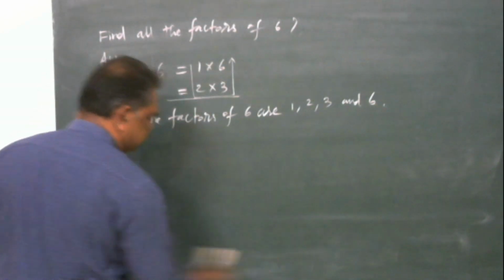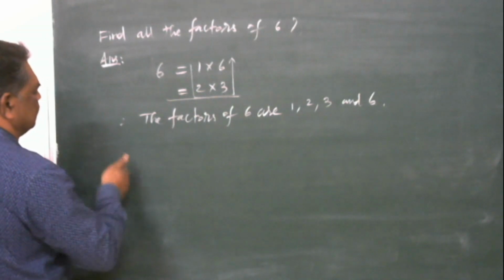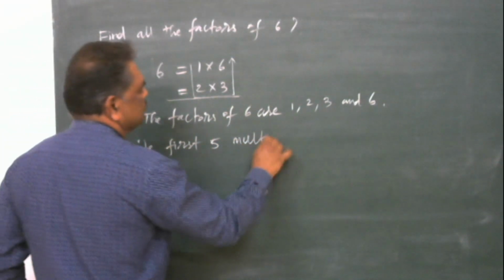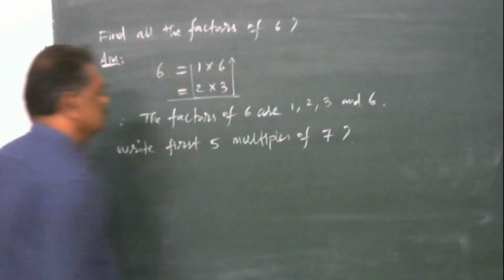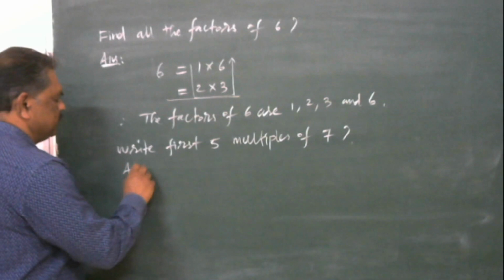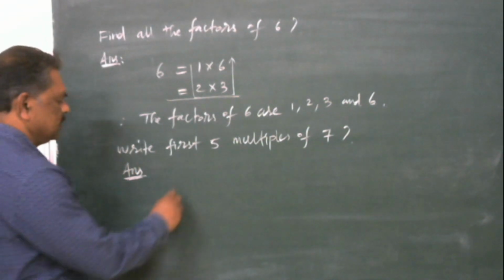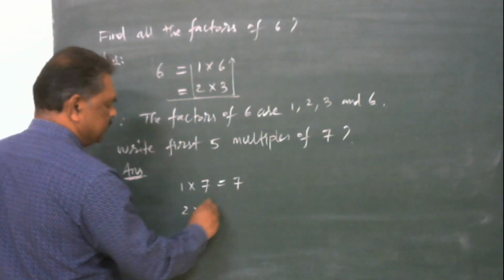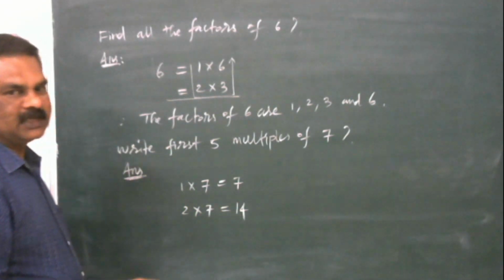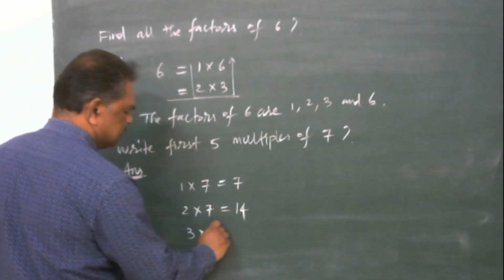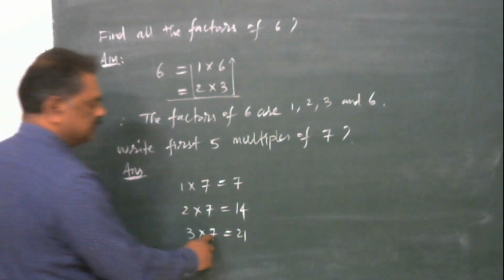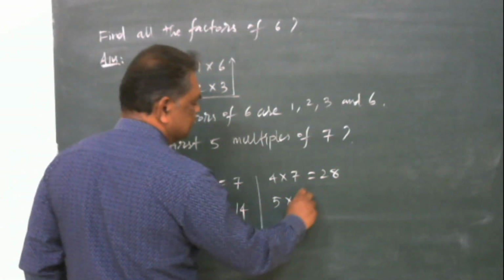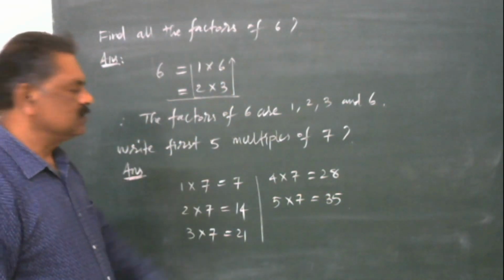How do you find the multiples? Write the first 5 multiples of 7. Again we use tables. 1 seven is 7, and 7 is divisible by 7. 2 sevens are 14, and 14 is also divisible by 7. 3 sevens are 21, and 21 is also divisible by 7. Then 4 sevens are 28, and 28 is also divisible by 7. 5 sevens are 35, and 35 is also divisible by 7.